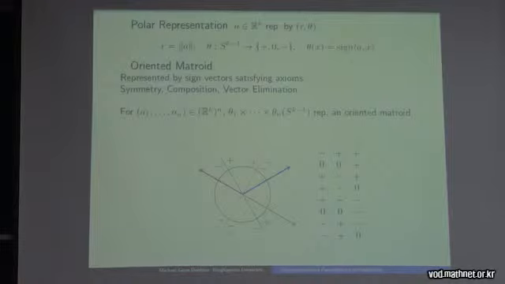For example, one of the axioms is symmetry, which means that if you switch the role of plus and minus, then you also have a vector in your set of sign vectors. So for example, here is minus plus plus. There's also plus minus minus.